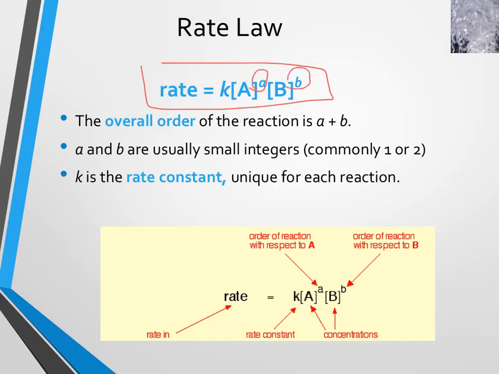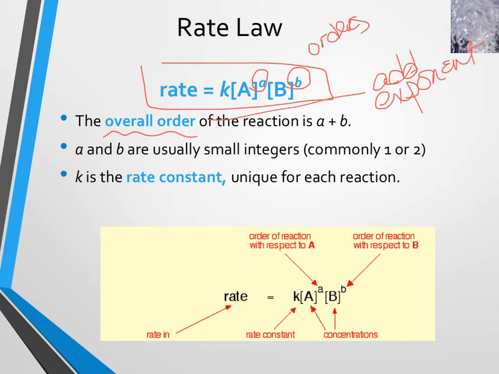Remember that the exponents are called the orders of the reaction with respect to each of the reactants. If you're ever asked about the overall order of a reaction, you add the exponents together. Add all of the exponents together to get the overall order of the reaction. The order of reaction is almost always 0, 1, or 2. k is the rate constant. Its units are important. We will go over that later in this lecture, and the units are different depending on the order of reaction.